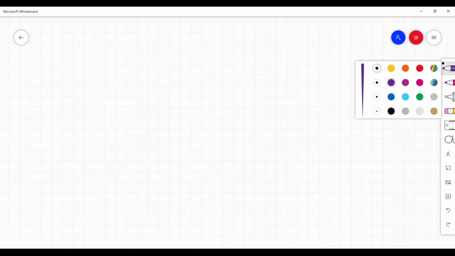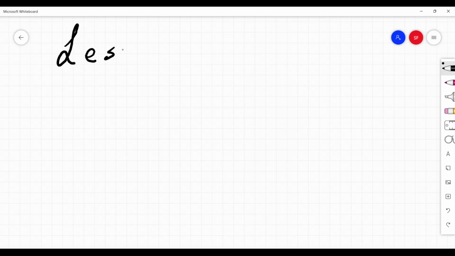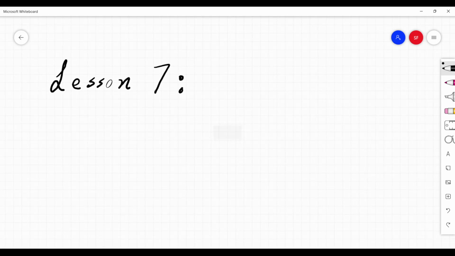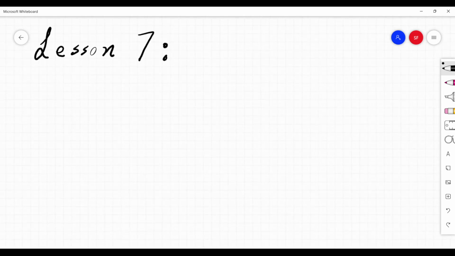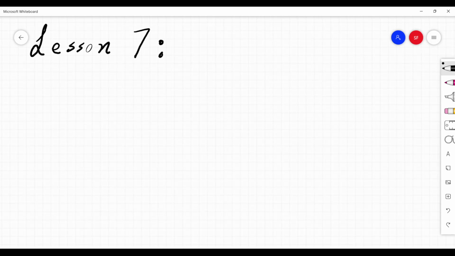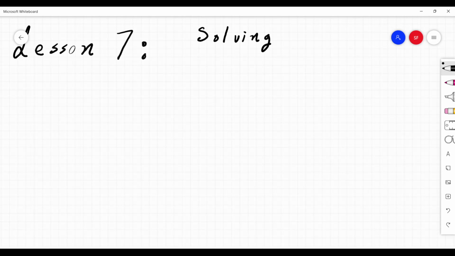Okay. Lesson 7. Lesson 7 is putting the systems and the matrices together. Because we are solving systems with matrices, actually. Solving systems using Cramer's rule.